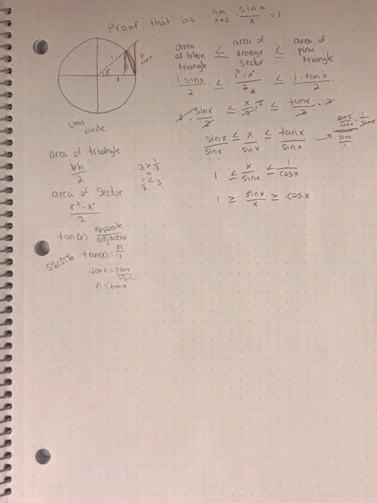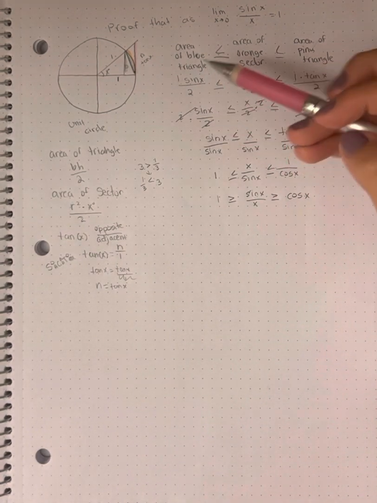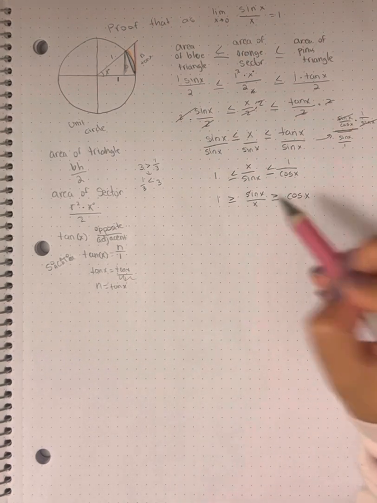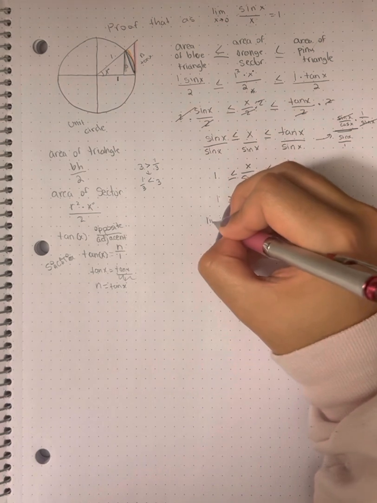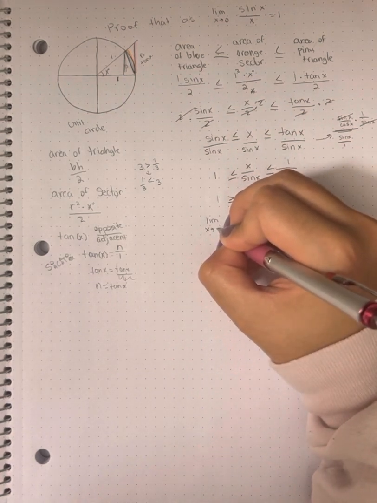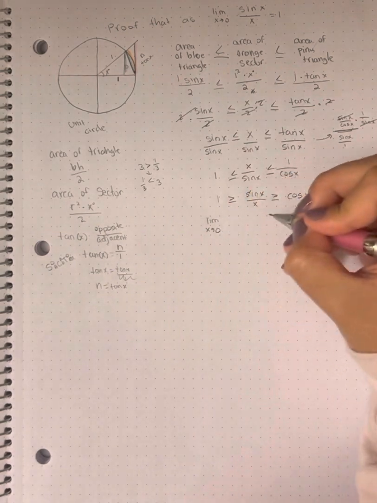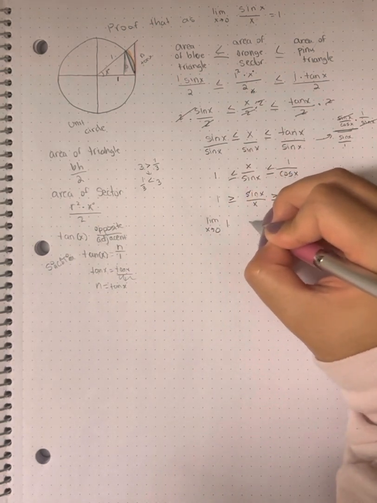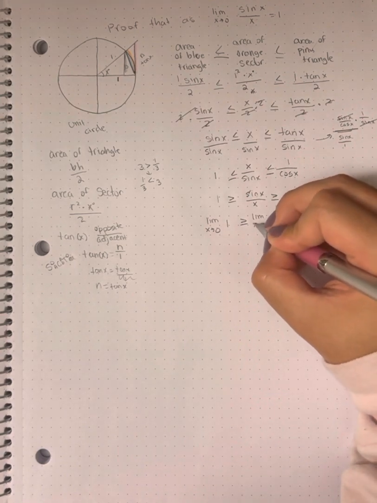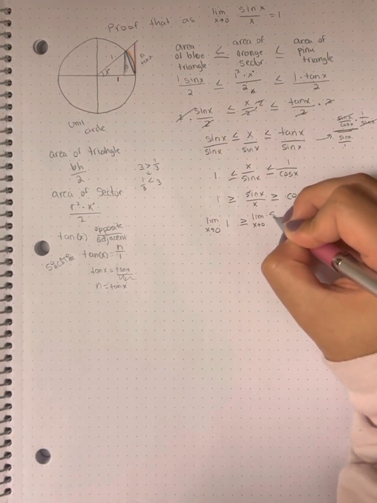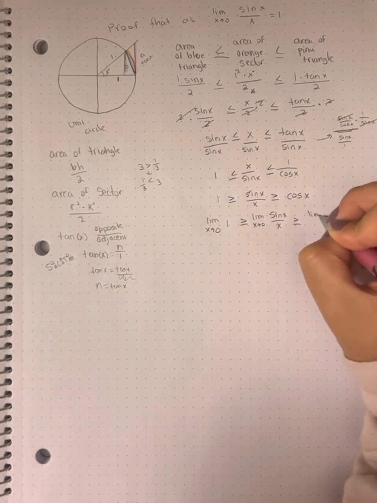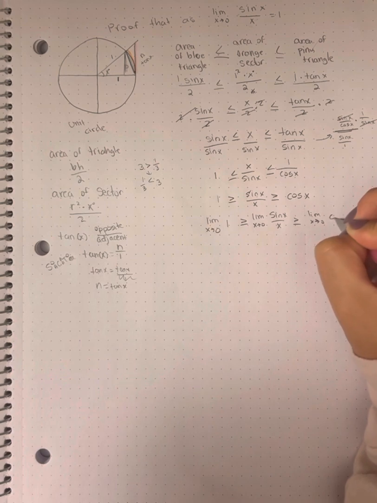Now from here, we should start doing our limits, because what we're really looking for is the limit of this, right? So let's take a look into that. The limit as x goes towards 0 of 1 is greater than or equal to the limit as x goes towards 0 of sine x over x, which is greater than or equal to the limit as x goes to 0 of cosine of x.